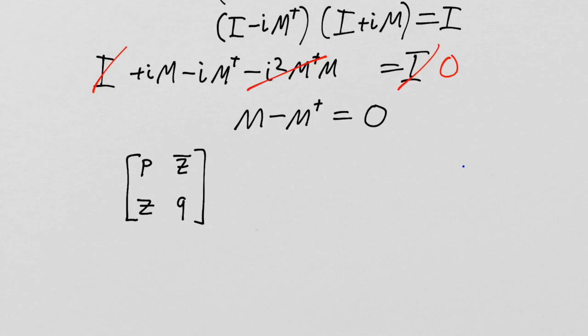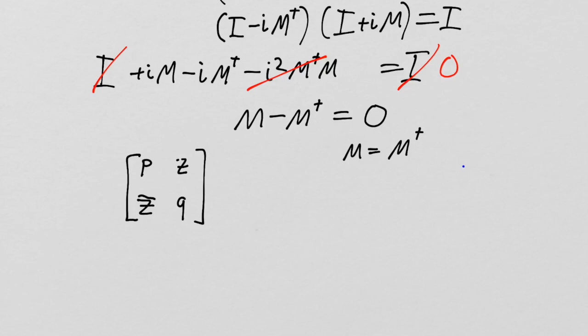So what I need is M to equal M complex transpose. You look at this and you say, okay, transposing switches z with z bar. Remember, this is a matrix with complex entries, so z and z bar switch places for the transpose. And so now I have a z up here, a z bar down there. The p and q don't change places.